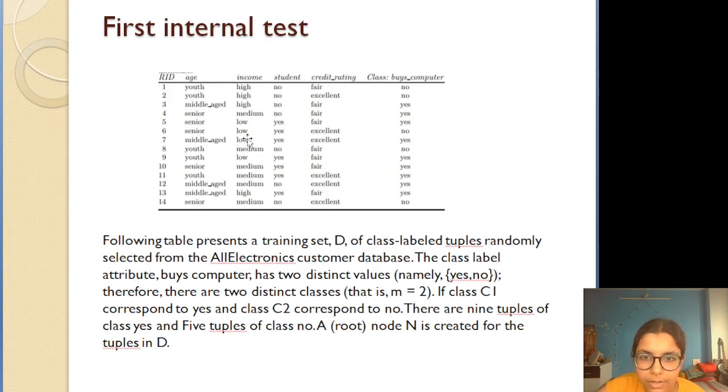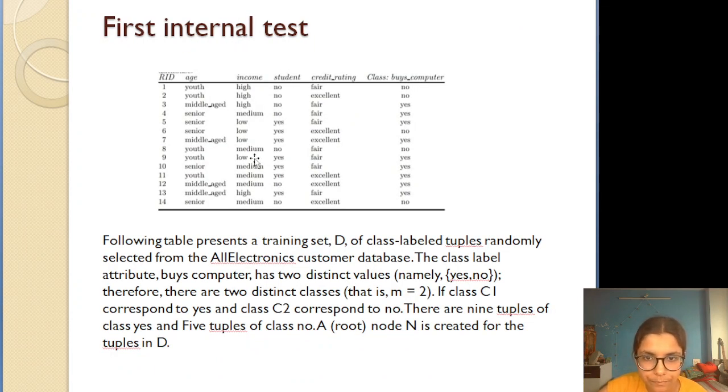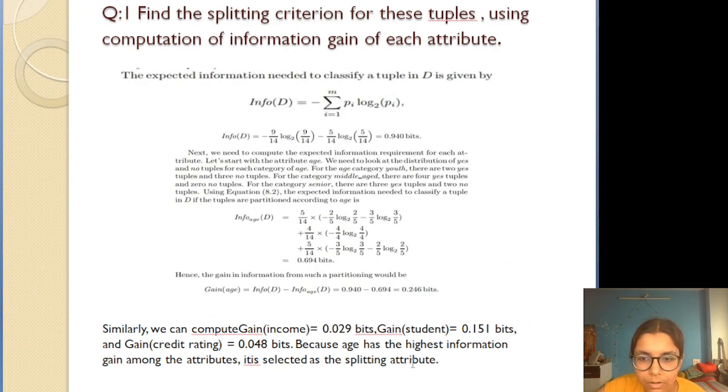Like you have here, next is income, so we would go for high, medium and low. So it would be the next information gain percentage. We would take this again, which gave us a final result of 0.029. Then we would go for the student attribute, which is here: yes and no, which are the categories of student. Okay.